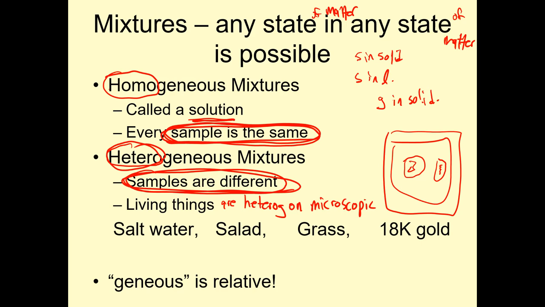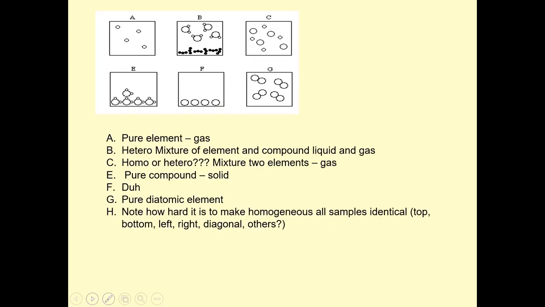So all of these things, you're not going to be asked them on a macroscopic scale. It won't be a word. It's going to be a picture like this. Okay. So this is going to be a pure element. Pure. There's only circles. That's why it's pure. It's an element because there's only one type, and that would be a circle. And it's a gas because it fills the box. Okay.